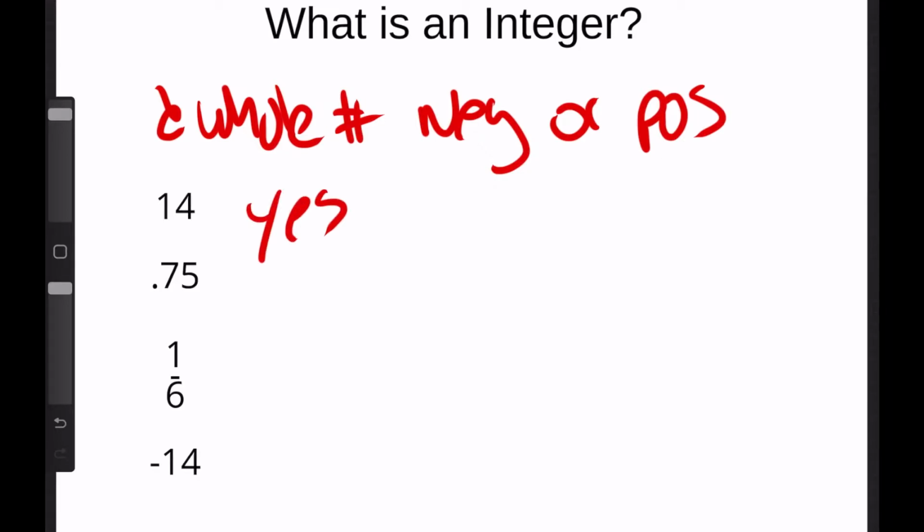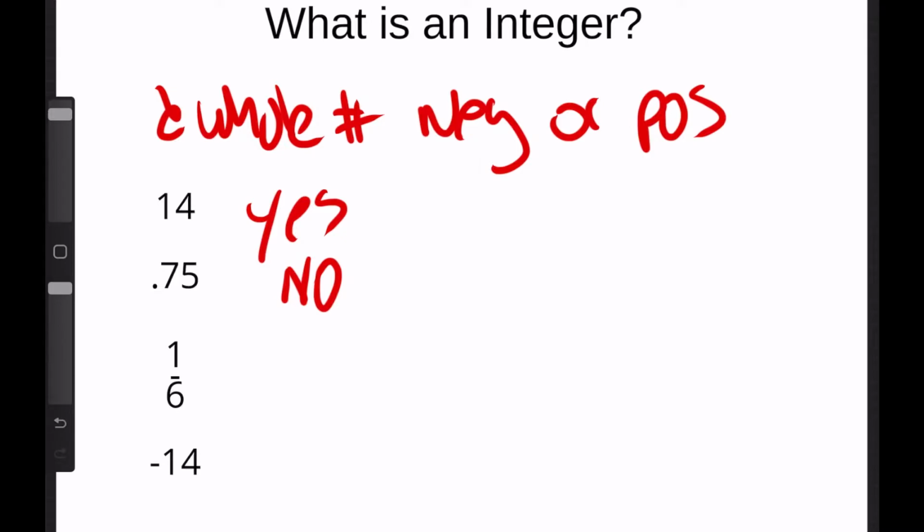What about 0.75? Is that an integer? Well, is it a whole number? It's not. It's 75% of something. 0.75 is the same as saying 75%. We're almost there for the whole number. We still have 25% to go, but we're not quite there. So 0.75, no, not a whole number. So not an integer. Let's look at the next one.